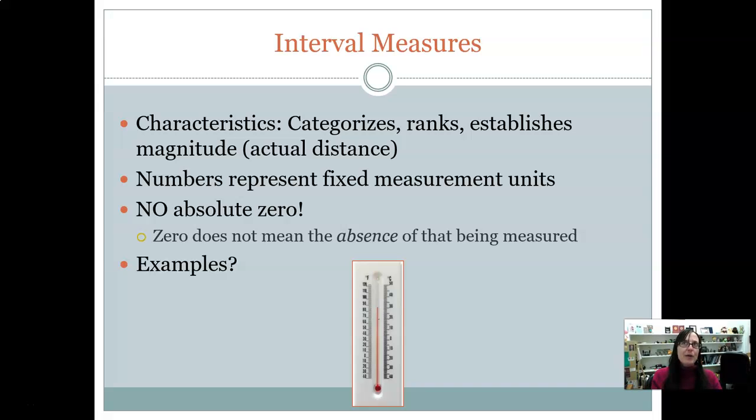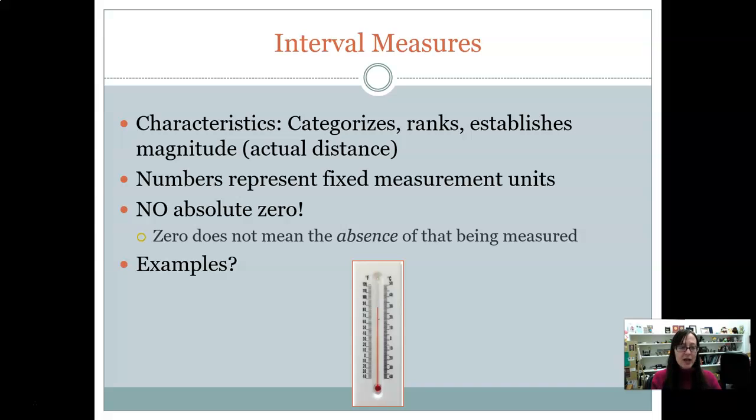So you can add and subtract numbers, but with ratios, multiplying and dividing, you can't say, again using that temperature example, that 20 degrees is twice as hot as 10 degrees. It doesn't work that way. You can talk about a 10 degree difference, but you can't say it's twice as hot or half as hot as it was. It doesn't make sense that way.